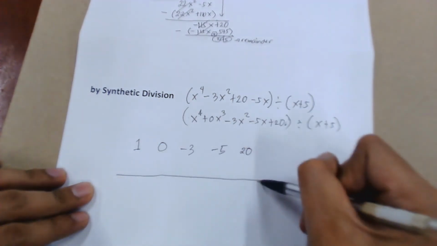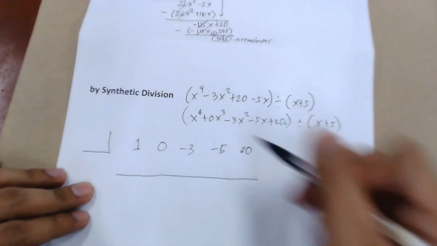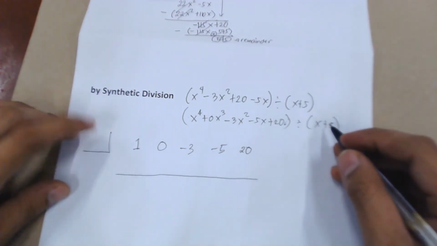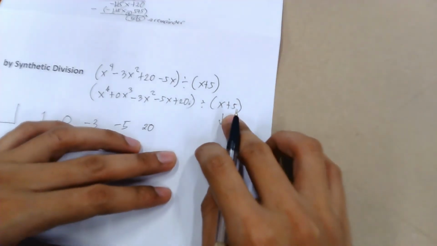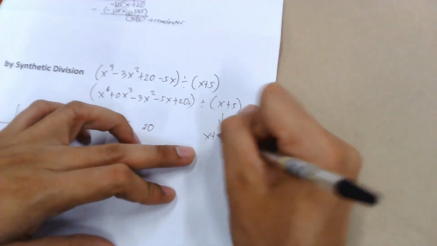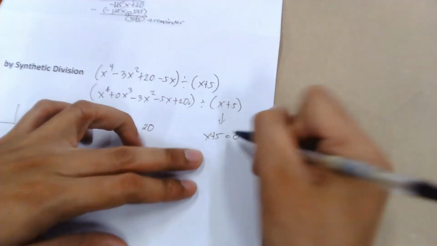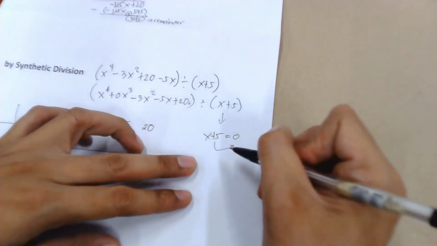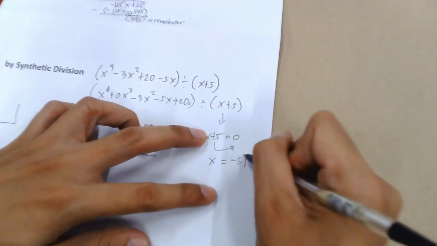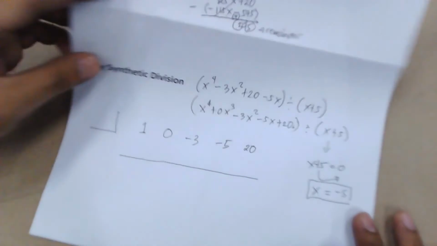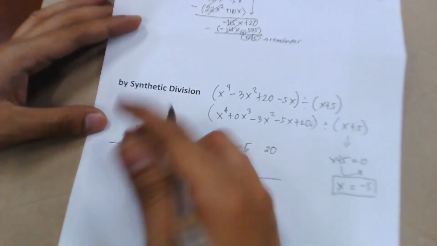Then the inverted vinculum. And what number is to be written here? That comes from the divisor, which is x plus 5. So x plus 5 equals 0, transpose 5 to the other side. So x is negative 5. So what we're going to write here is negative 5.